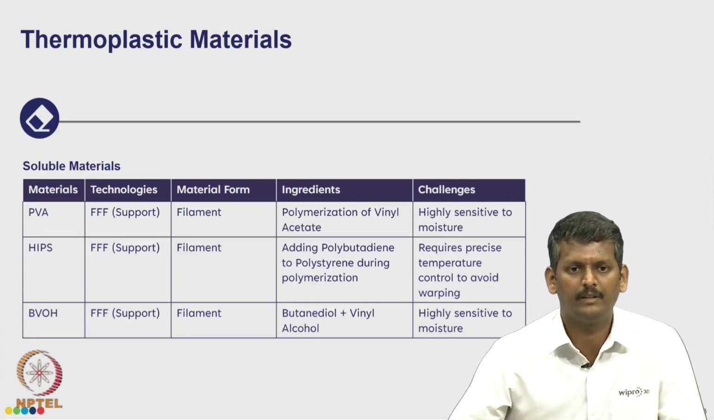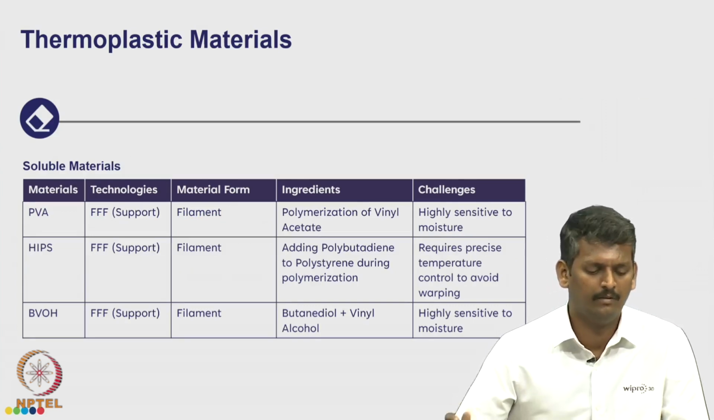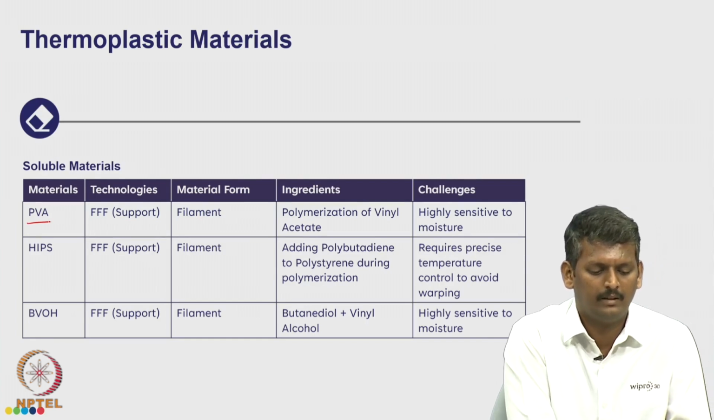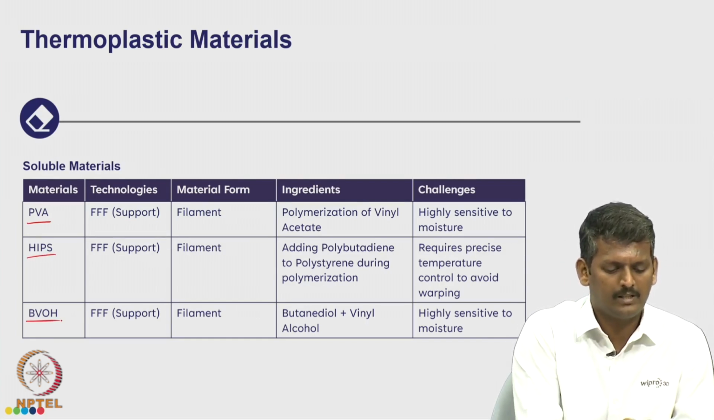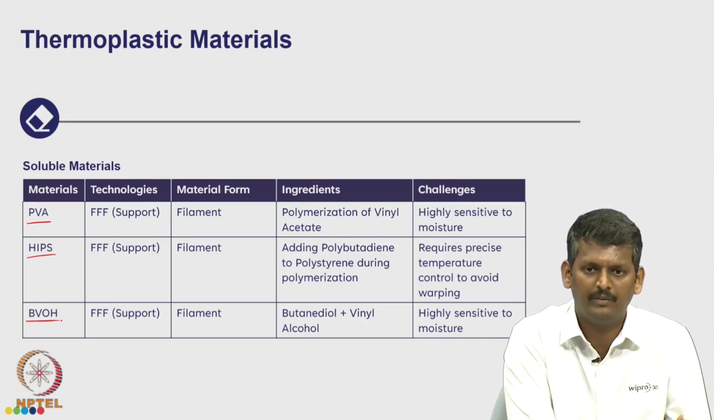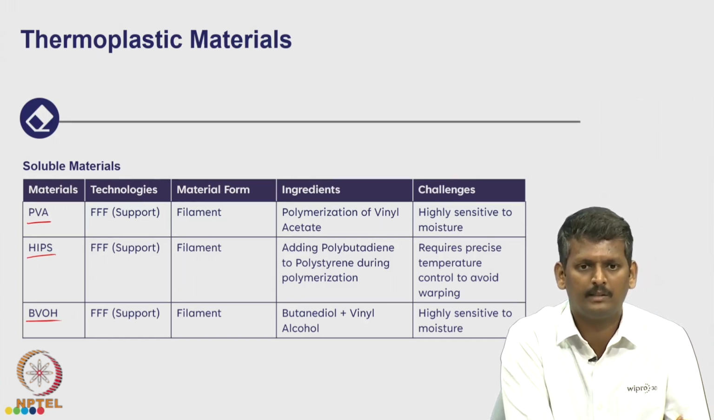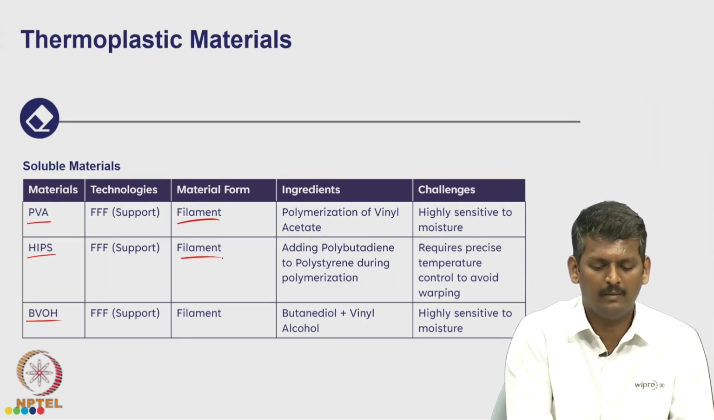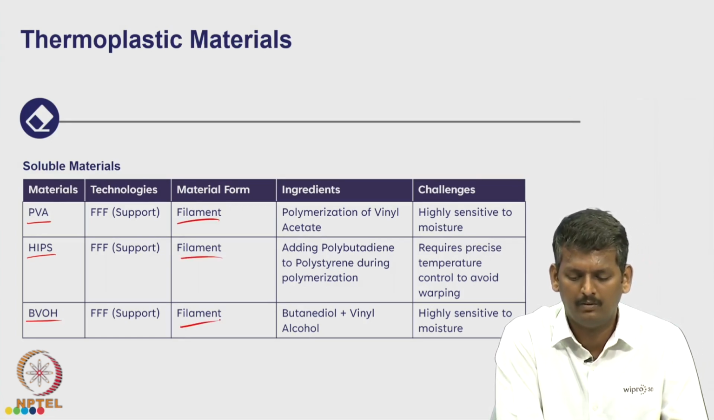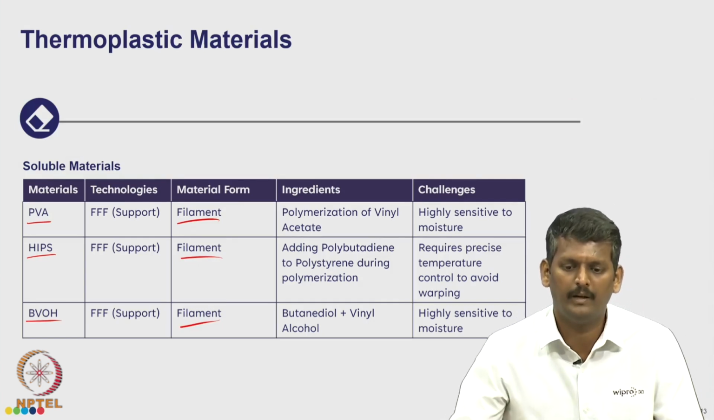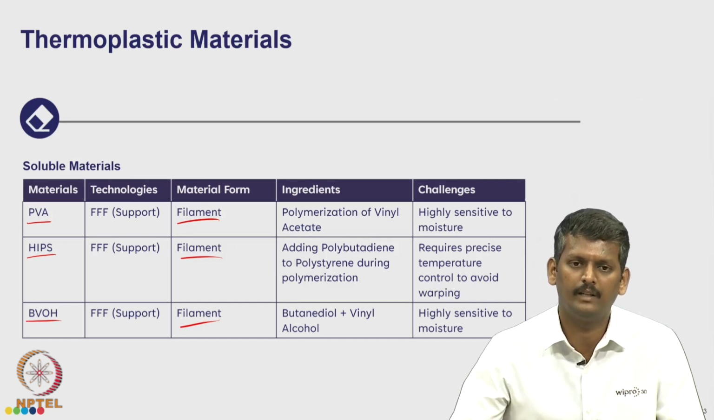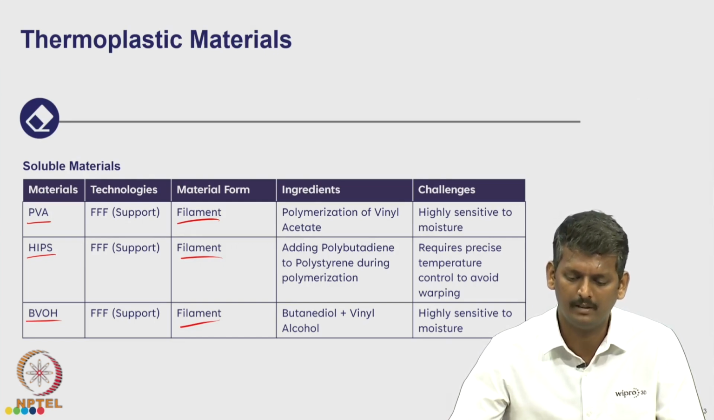The next category we are seeing is soluble materials. We use PVA material here, that is polyvinyl alcohol, and all three materials you could see, PVA, HIPS, BVOH, are used in FFF technology only, also as a support material, and all three are in filament raw material form. One of the challenges here is managing the raw material: these materials are very sensitive to moisture, so it requires a very controlled environment to store the material.